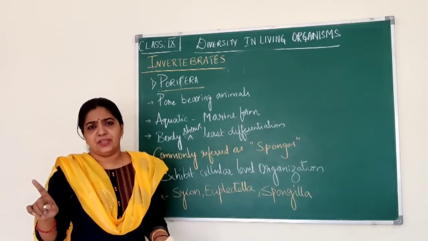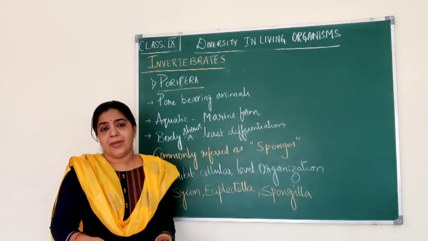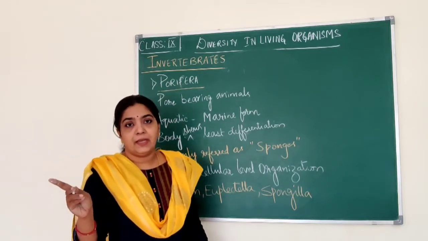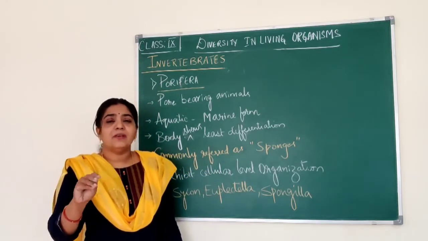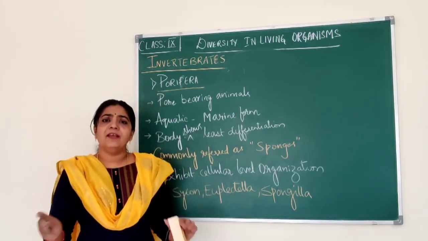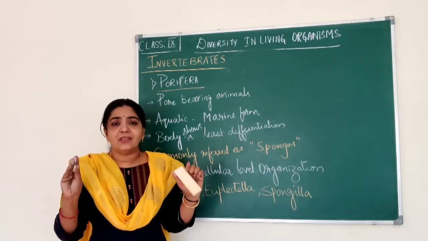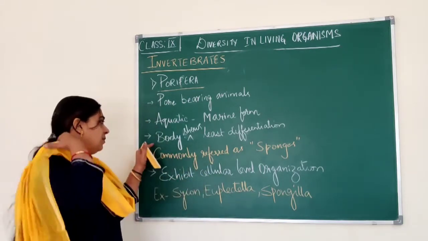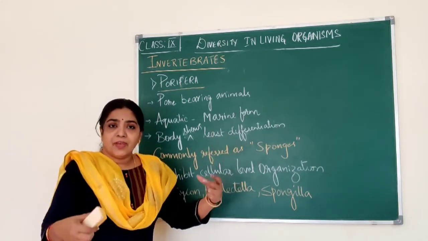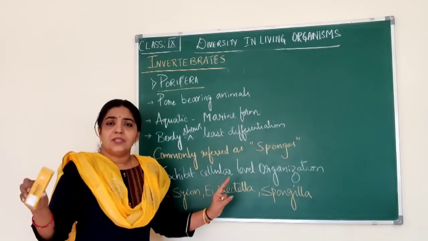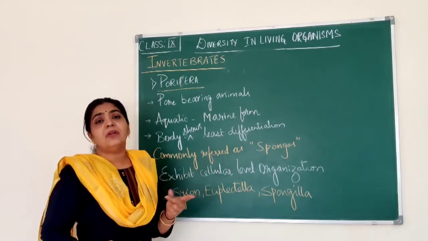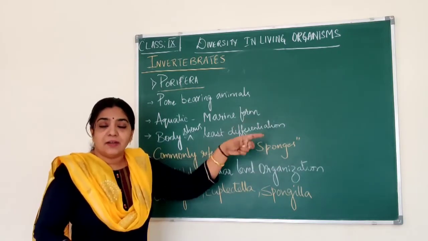shows least differentiation. You really cannot make out the different organs, nothing like that. It's just like the Thallophyta. In Thallophyta, they don't have any differentiation; we cannot make out the leaf or stem or anything like that. In the same way, the body does not show much differentiation. Other organisms have hands, legs and so on, but these don't show any kind of differentiation. That's what it means. Generally they are referred to as sponges.